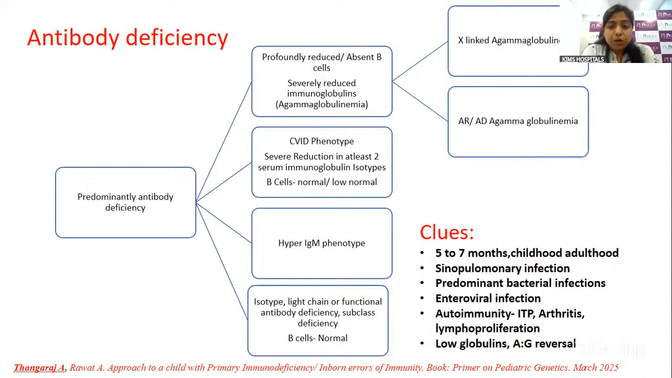So the clues for antibody deficiency: the age of presentation is 5 to 7 months. They'll have recurrent sinopulmonary bacterial infections. Enteroviral infection is a very important thing because once they get enteroviral infections, it's very difficult to eradicate and treat them, like the first case I discussed. They can have autoimmunity in the form of ITP, Evans syndrome, autoimmune hemolytic anemias, arthritis, and lymphoproliferation. In simple investigations, you can see low globulins or albumin globulin reversal.